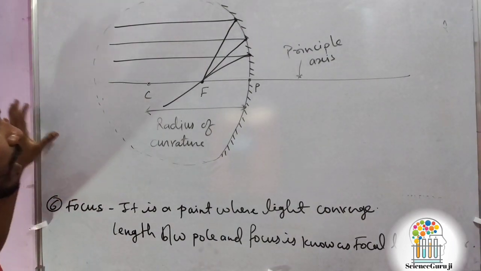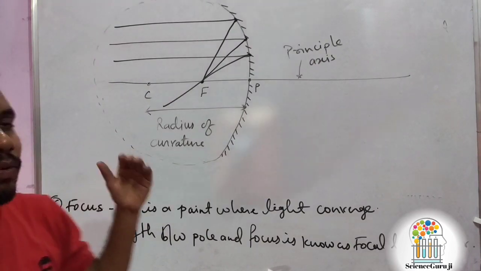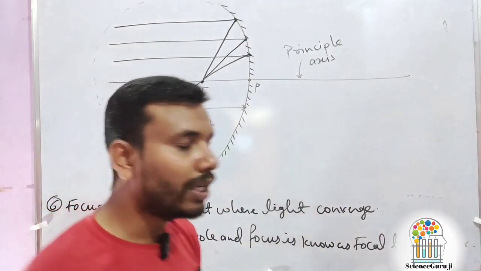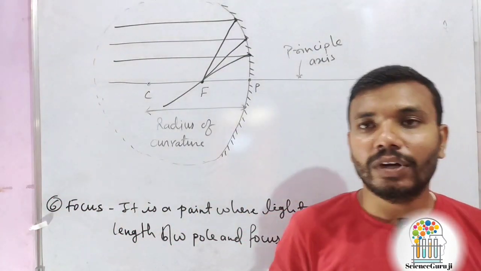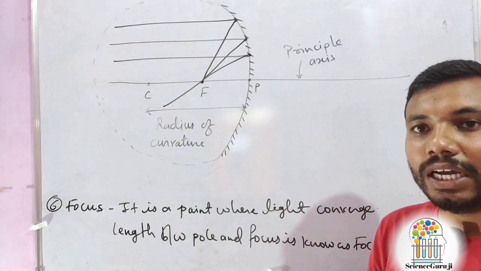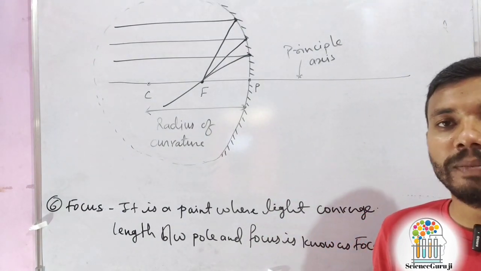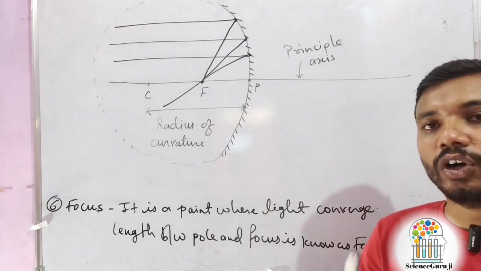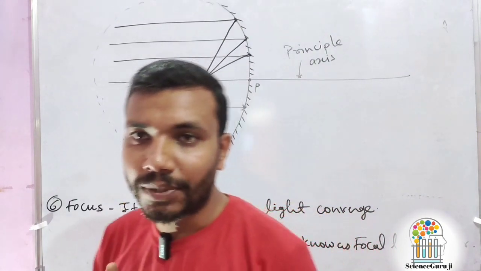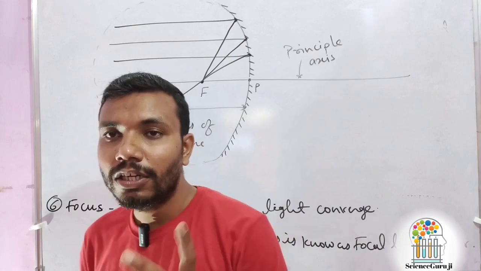So by this we understand all the components of the spherical mirror: what is the center of curvature, what is the principal axis, what is the focus, what is the focal length, and what is the pole. So all the points we have covered. Now move to our next topic, that is image formation by the concave and the convex mirror. These 2 points are the most important points of this chapter, because all the questions come from these 2 things.